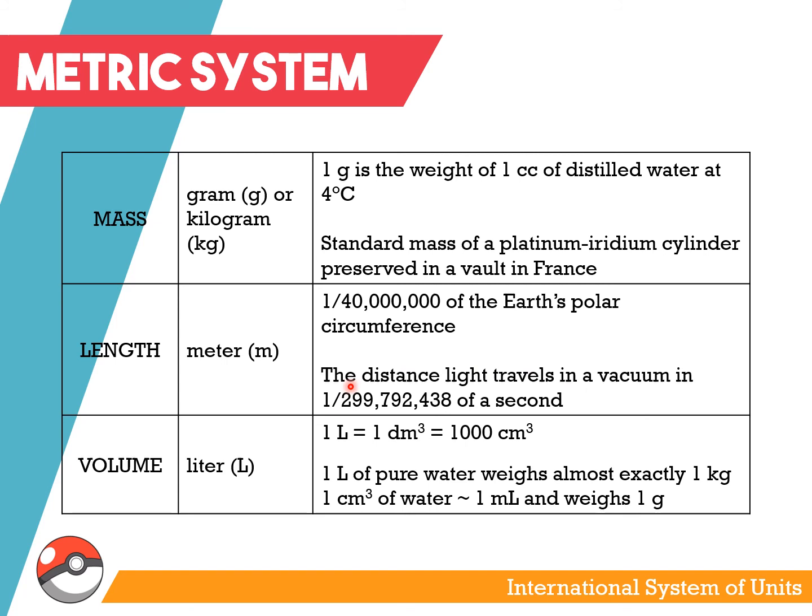And for volume, it has the unit of liter. So let's note that 1 liter is equal to 1 cubic decimeter, and it is also equal to 1000 cubic centimeters. So 1 liter of pure water weighs almost exactly 1 kilogram. That means 1 cubic centimeter of water is equivalent to 1 ml and weighs 1 gram.